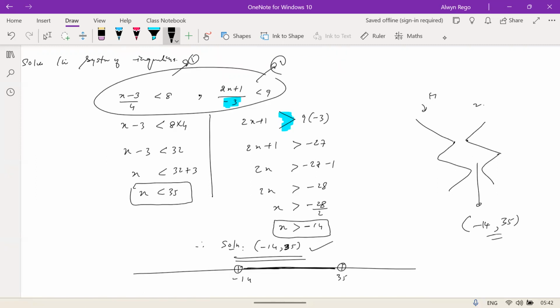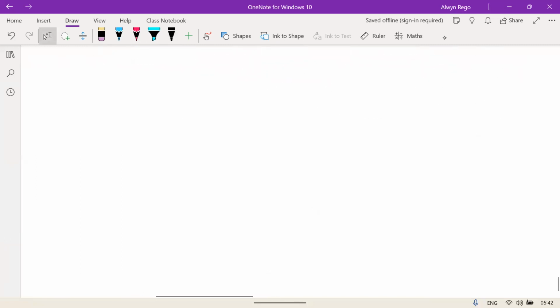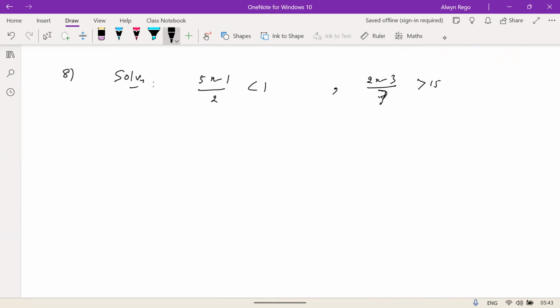Minus 14 and 35 here. So let's say you have the solution, let's say they say solve, example number 8 or something. They say solve the system of inequalities: (5x minus 1) divided by 2 is less than 1, comma, (2x minus 3) divided by 7 is more than 15. Let's say more than 15.